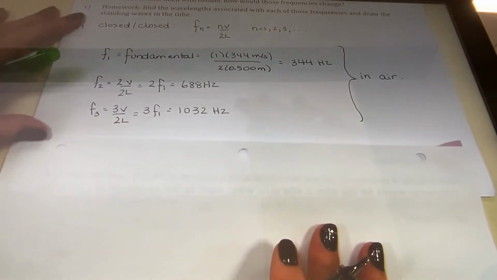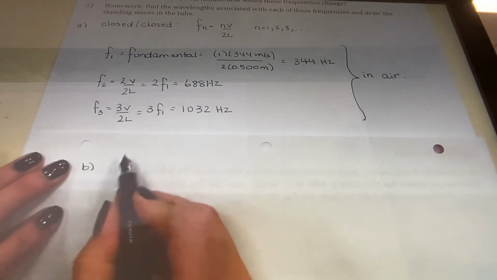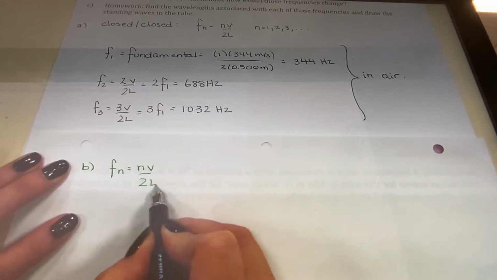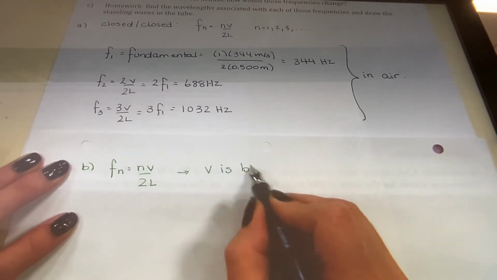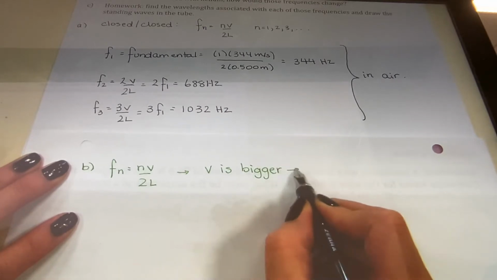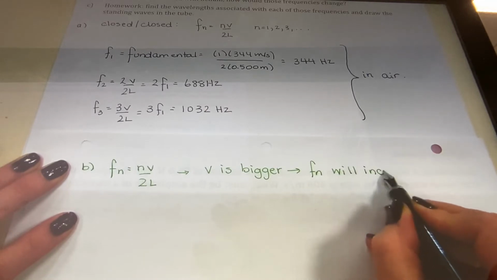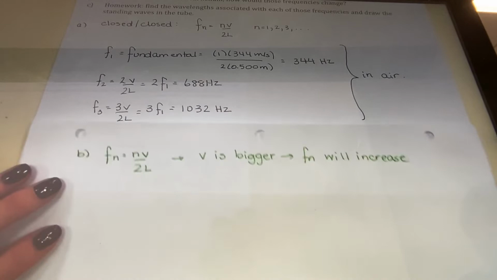So part B, what happens when we put helium in our tube? So we'll just repeat the problem. Part B. Fn equals n times V over 2L. So because V is bigger, Fn will increase. There's a qualitative statement and a reason. Let's see how much they increase by.